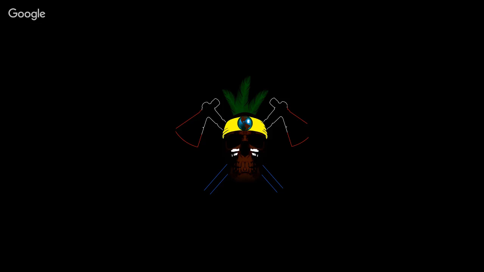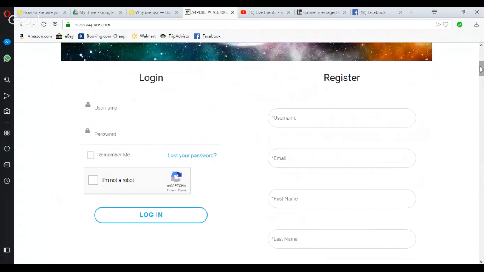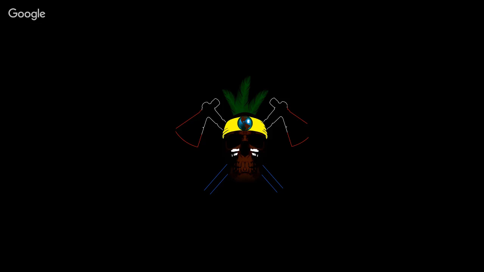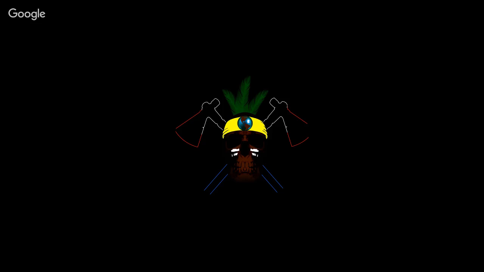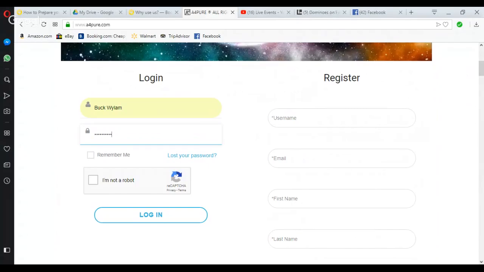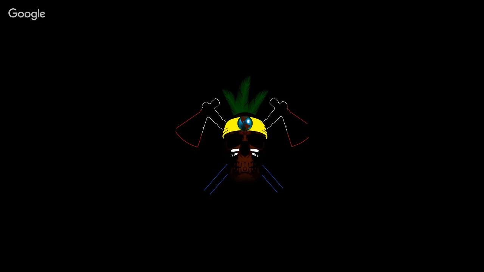After you've already registered for the website, where it says username, you go ahead and enter whatever your username is. I believe email is also acceptable for your username. As you see, Mr. Davis is typing in Buck Wylam. He's entering his password, and now he's about to click on the "I'm not a robot" button. That right there is a security measure we have in place to prevent these different artificial intelligence programs that are throughout the internet.